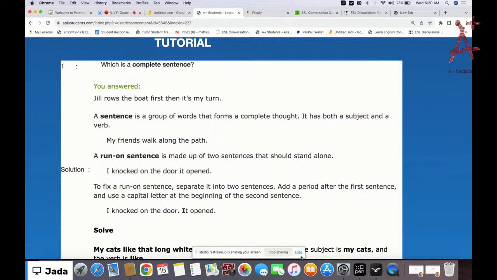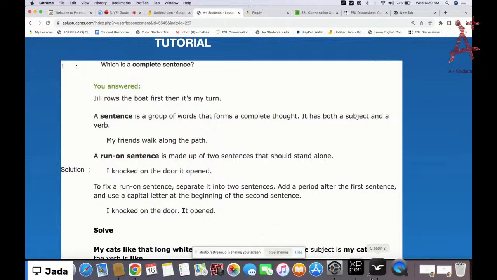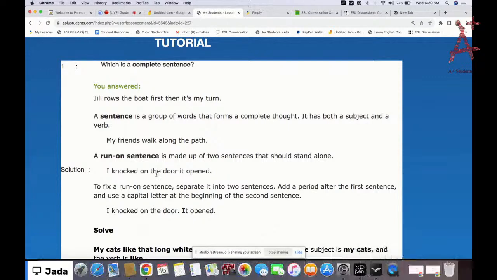So now add a period after the first sentence and use a capital letter at the beginning of the second. Okay? So now, I knocked on the door, it opened. After I knocked on the door, we need to have a period, and then it opened. It opened is a new sentence. Remember that the first letter of every sentence needs to start with a capital letter. So it opened is a new sentence on its own.